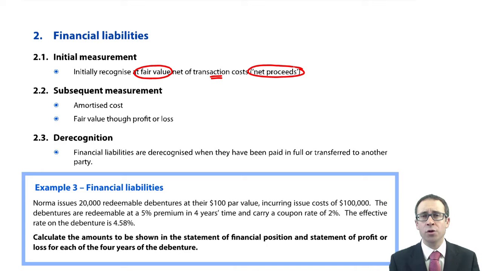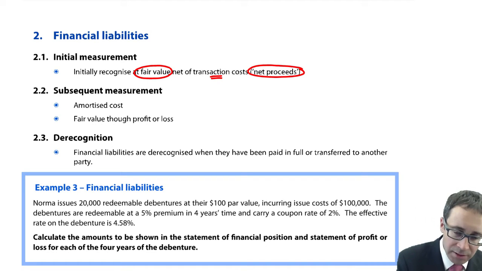Because you've received 2 million as the proceeds and you've paid 100,000 as the transaction cost, the net amount you've received is the 1.9 million. So you debit your bank and credit your financial liability with the 1.9 million. Be careful if there are transaction costs. You deduct them from the amount of cash you have received on issue of the debt.